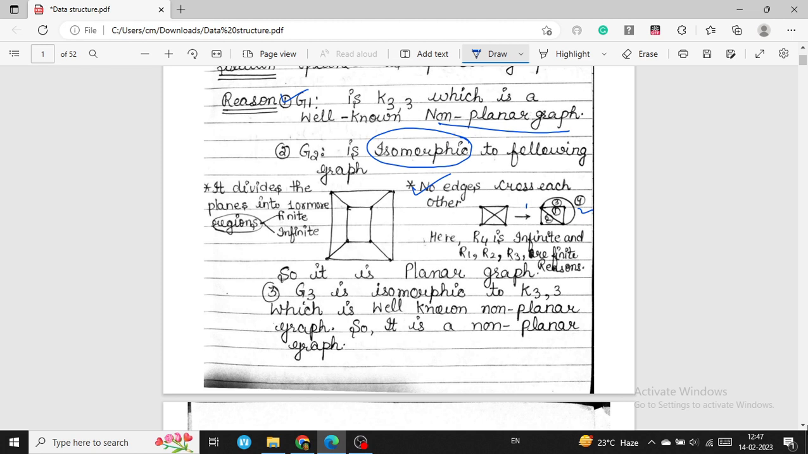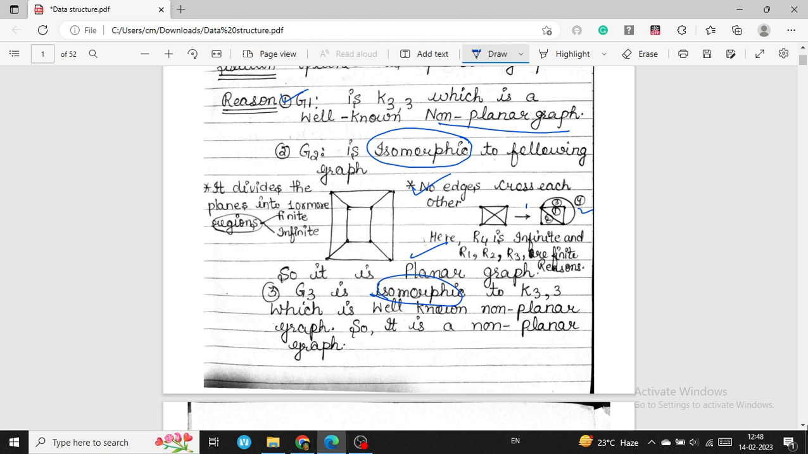So this is a planar graph, and graph 3 is isomorphic to K33. The K33 graph is the graph in which we take 3 nodes above and 3 nodes below, or 3 nodes on the left side and 3 nodes on the right side, and draw these lines. When we draw every line between all the nodes, that will be a non-planar graph.